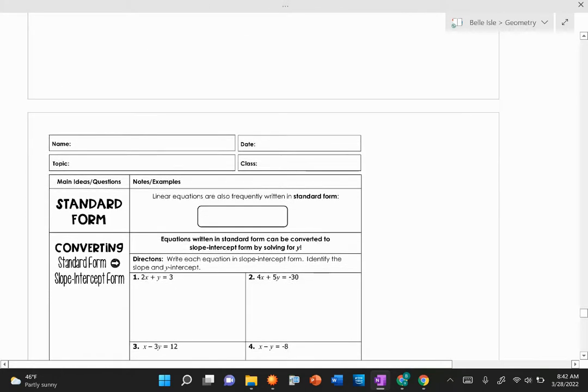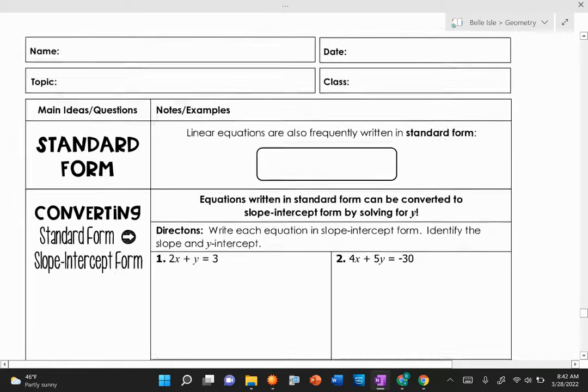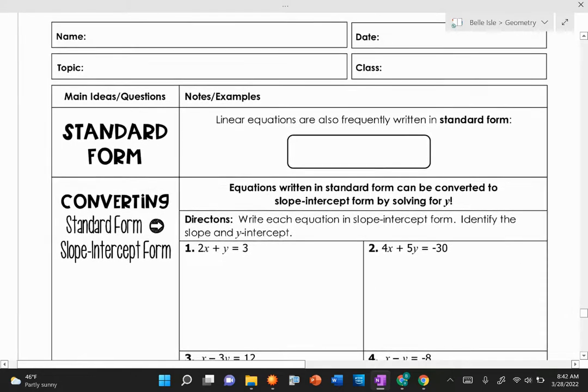Now we're just moving on to standard form. Standard form is a little bit different. You're going to have the equation written out in this form: ax plus by equals c. You can convert this into slope intercept form, and the way that you do that is just by solving for y.